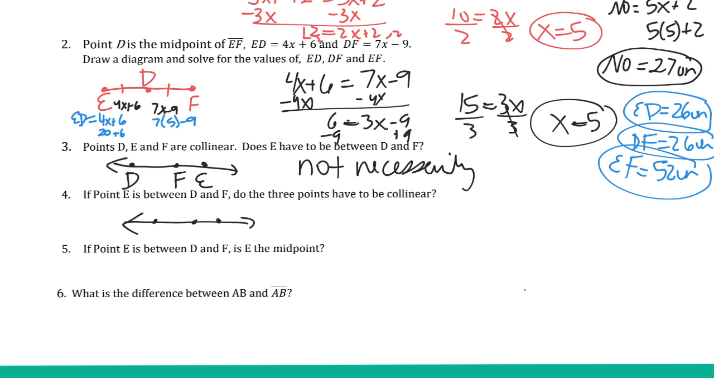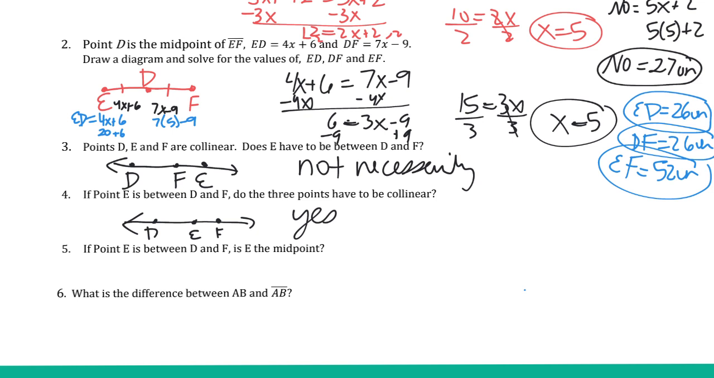So D, E, and F. If E is between D and F, absolutely, yes, they have to be collinear. There's no other way. If E was not collinear with them, they wouldn't be directly between in the way that geometry means.